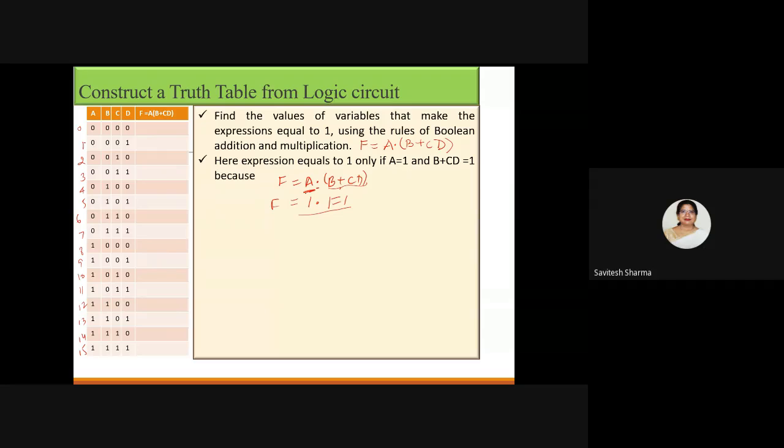So first I will see what are the cases here in the truth table where A is 1. So you see in the truth table, this is my A, and these are the cases, these are the number of cases where A is 1.